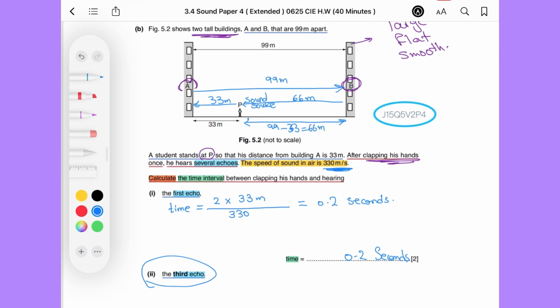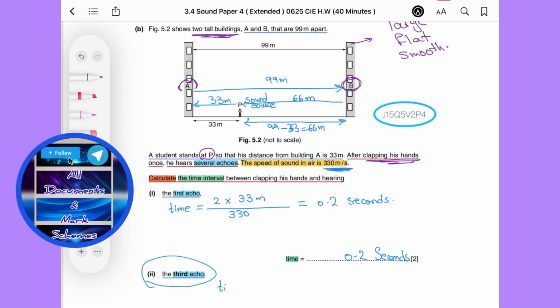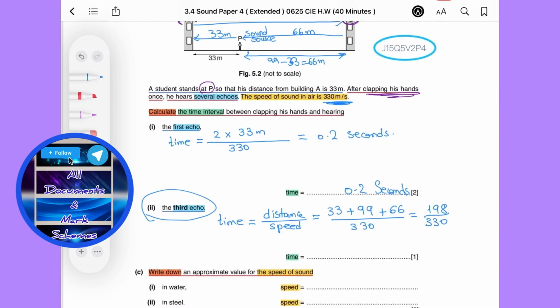Okay, so the total distance traveled to hear the third echo, the time interval is equal to distance divided by speed of sound. So the total distance as shown is 33 plus 99 plus 66 divided by 330, which is 198 divided by 330. So the answer will be approximately 0.60 seconds.